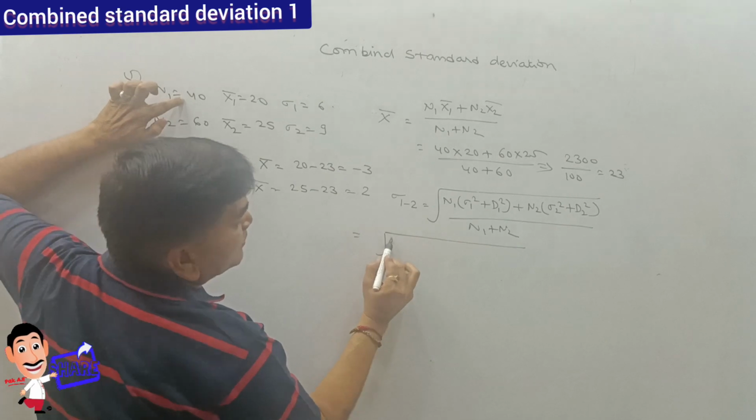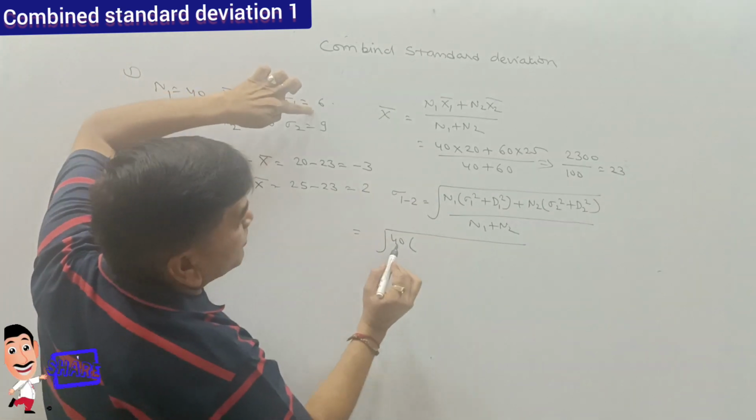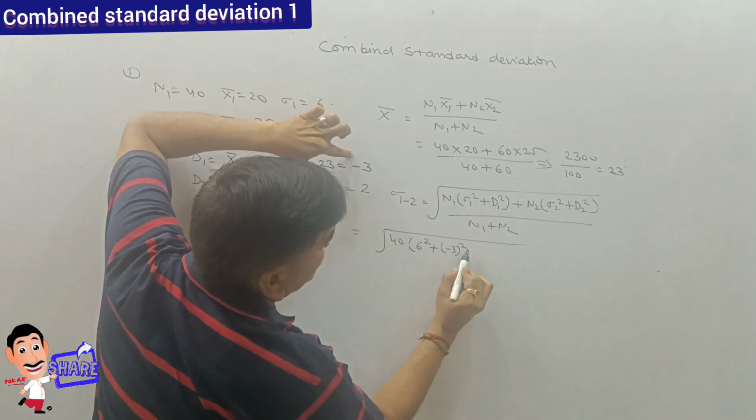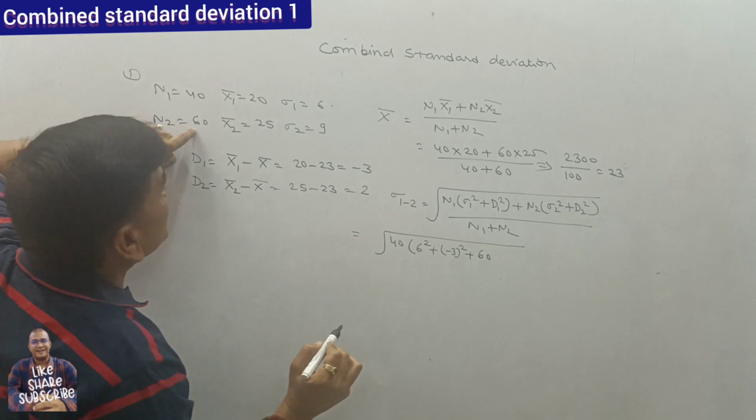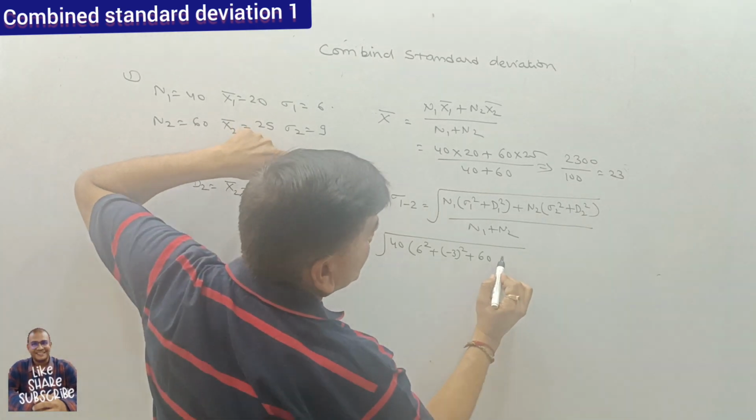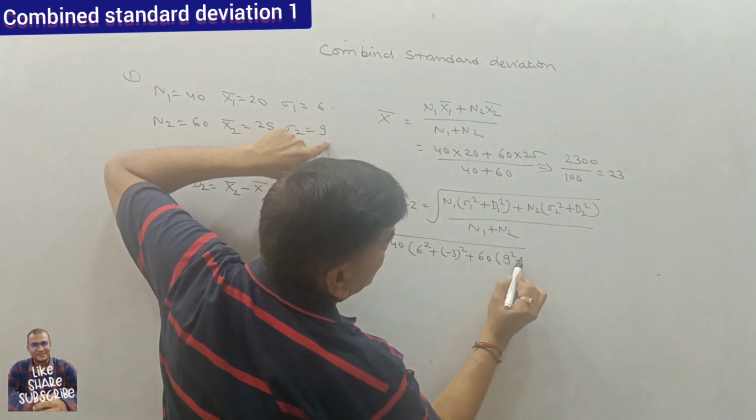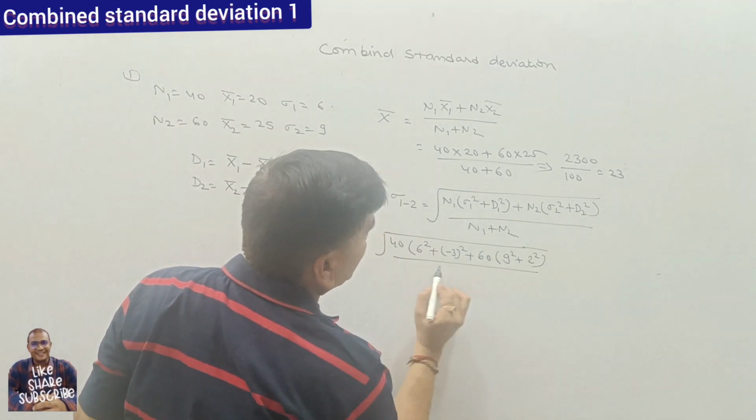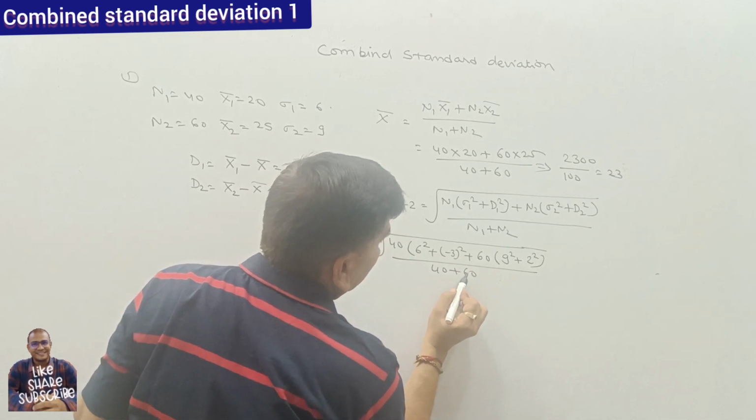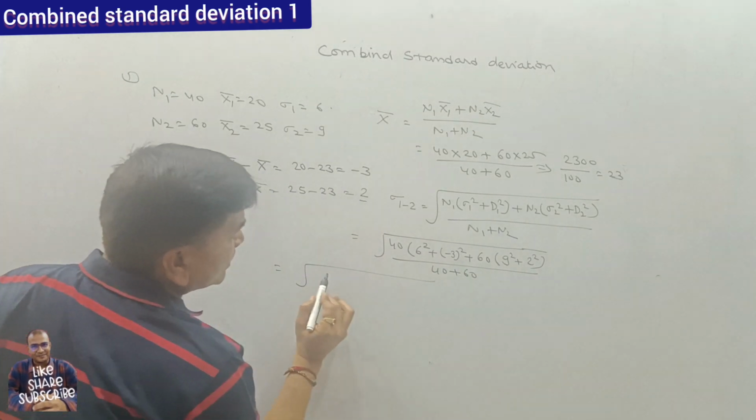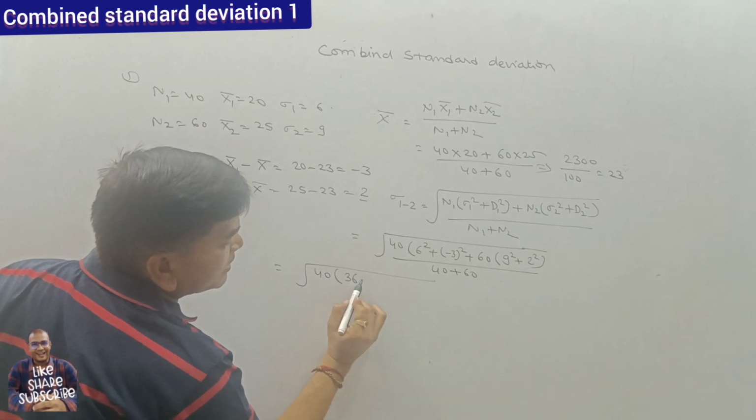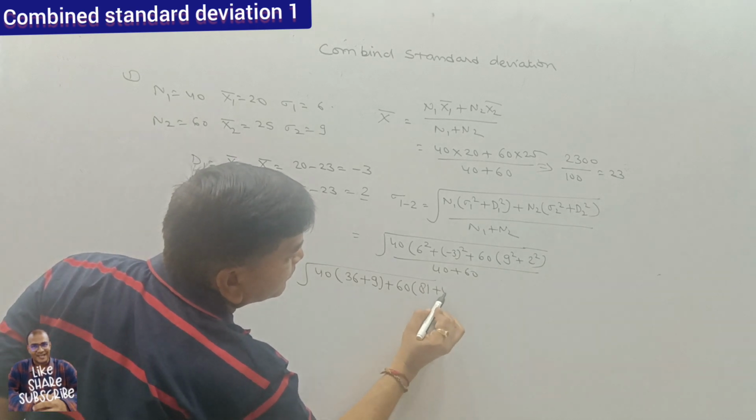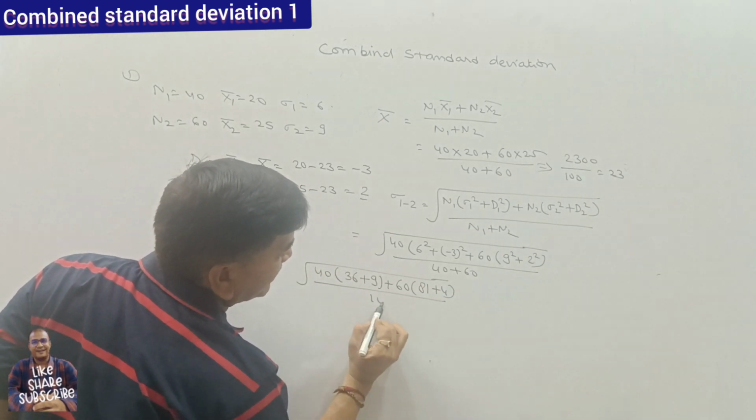So the value of n1 is 40, standard deviation 1 raised to power 2 means 6 raised to power 2, plus d1 raised to power 2, minus 3 raised to power 2, plus the value of n2 is 60, standard deviation 2 raised to power 2, 9 raised to power 2, plus 2 raised to power 2 for d2, divided by n1 plus n2, that is 40 plus 60. So this will be 40 times (36 plus 9) plus 60 times (81 plus 4), divided by 100.